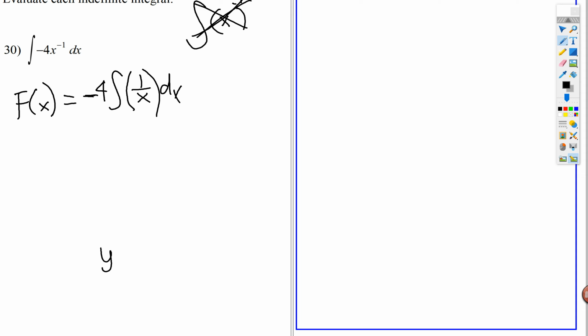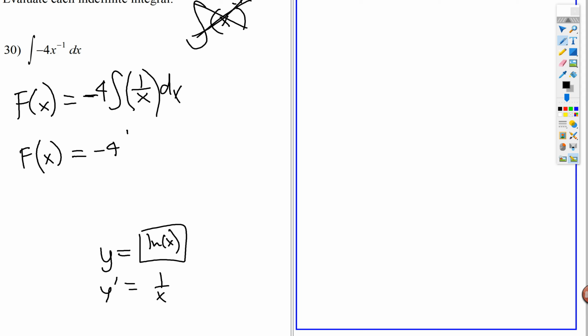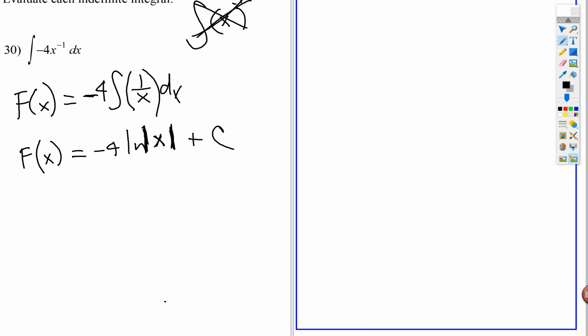And then ask yourself, what function's derivative is 1 over x? ln of x. So f of x is equal to -4 ln, but because when you take the natural log of something, you cannot have a negative number, you have to put the absolute value bars around the x, and then plus c. So every time in the integration you have an x to the -1 and only -1, you rewrite it as 1 over x.